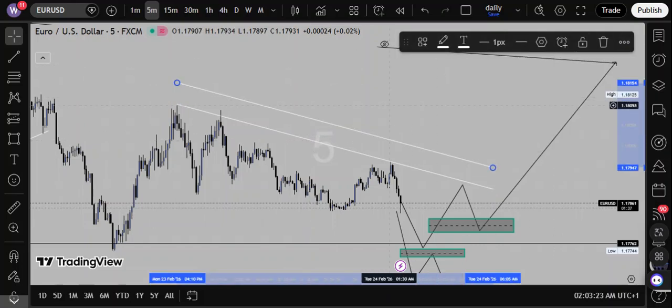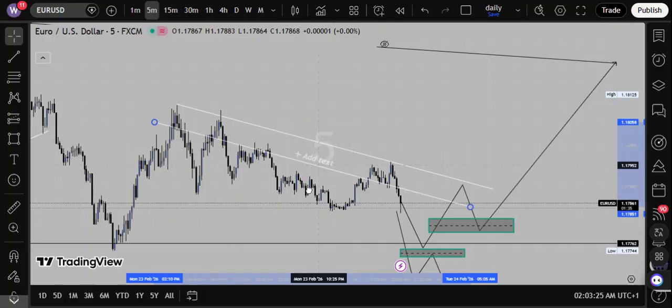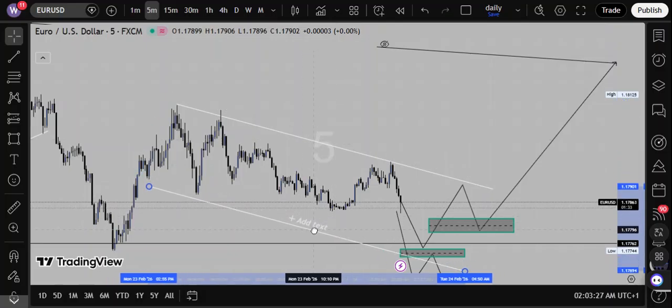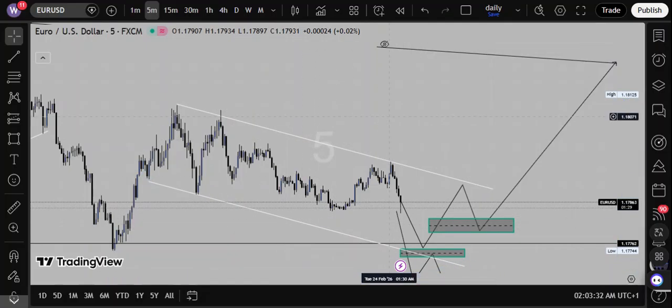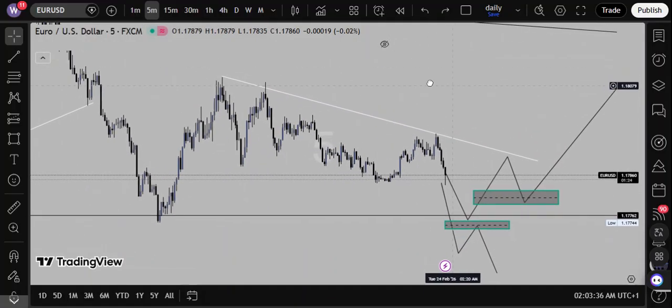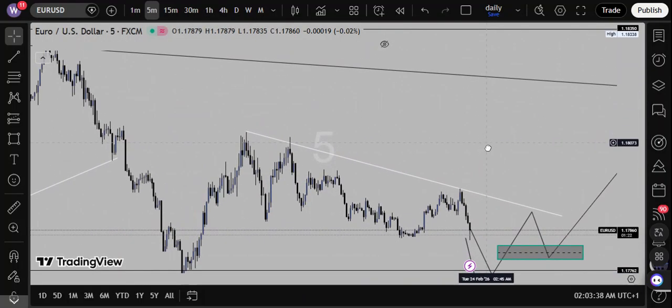So let me clone this. You can easily convert this to a channel, right? It does not need to be perfect, but it is what it is, guys. Let me just take it out so you can see this is what we're expecting price to do.